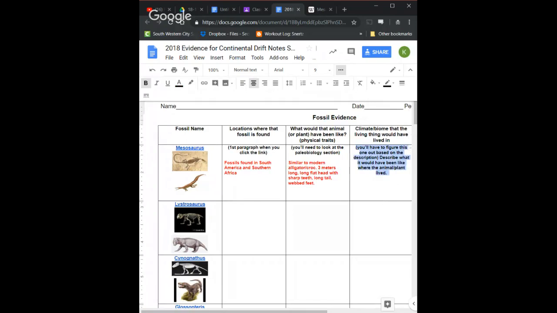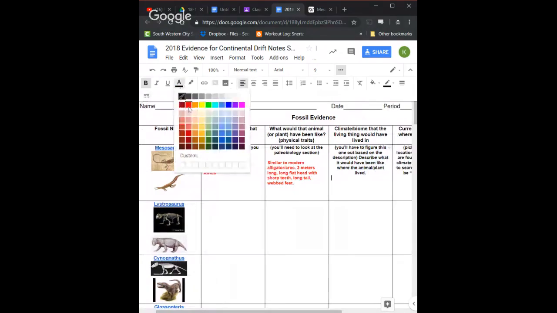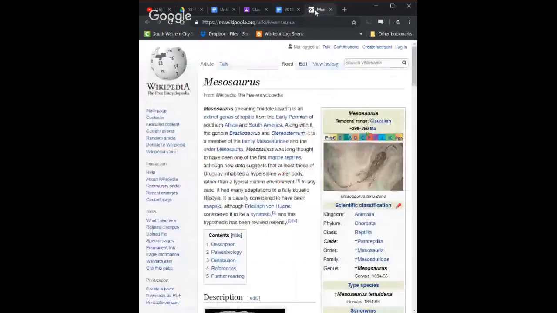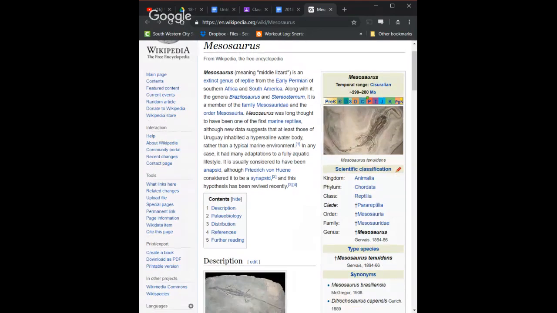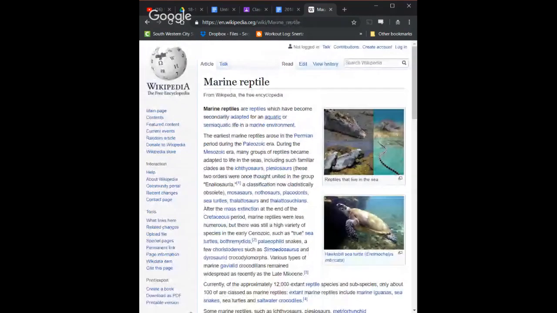So when we're looking at the climate and the biome that this thing would have used to live in, you can go and you can look for Mesosaurus here, right? Okay, the Mesosaurus was long thought to have been one of the first marine reptiles, although new data suggests that at least those of Uruguay inhabited a hypersaline water body rather than a typical marine climate. So that tells us a little bit, okay? So we know that marine reptiles would be things that live in the ocean, okay?